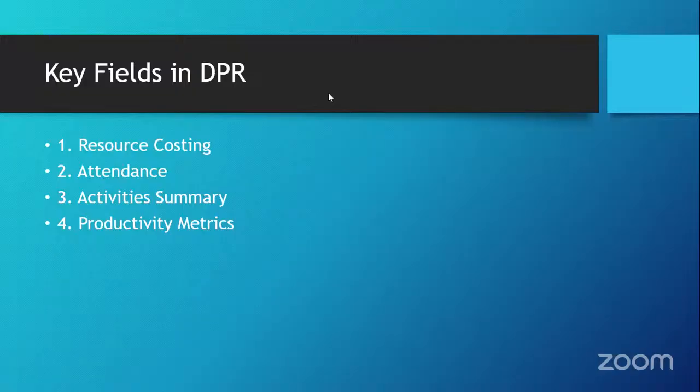How will you create it? You will create it in an Excel sheet. The first row should carry a serial number, which is one, and then resource costing. In the first row you can write down the name, key DPR, my daily progress report, then serial number, then in the first column resource costing, and besides that attendance, then activities, then summary, and likewise.